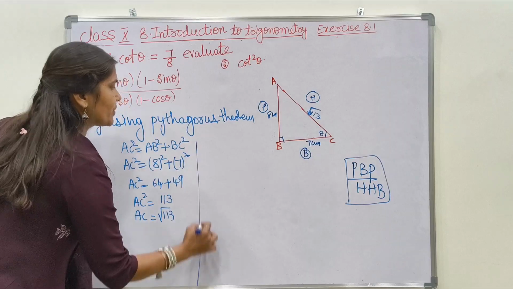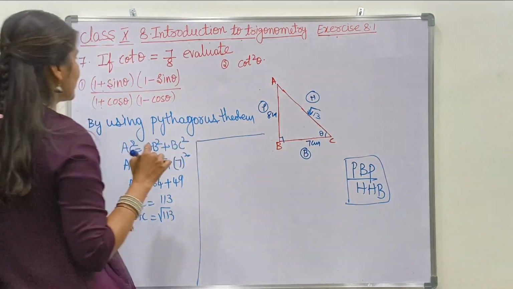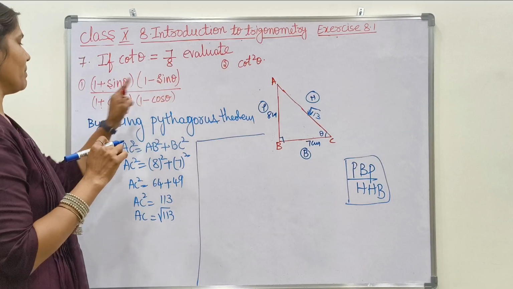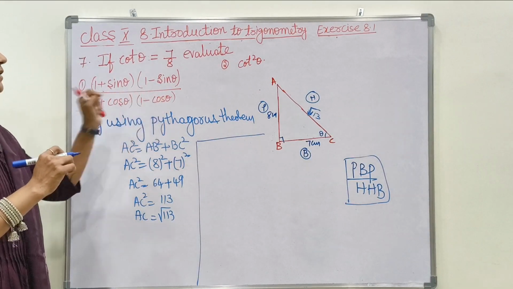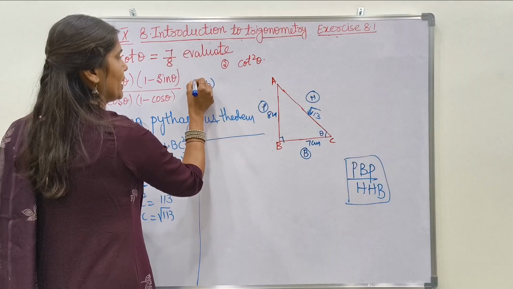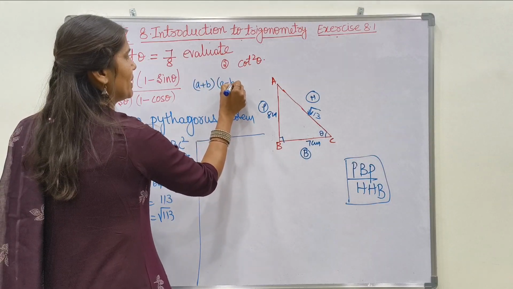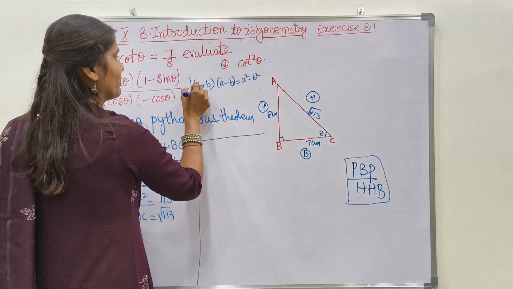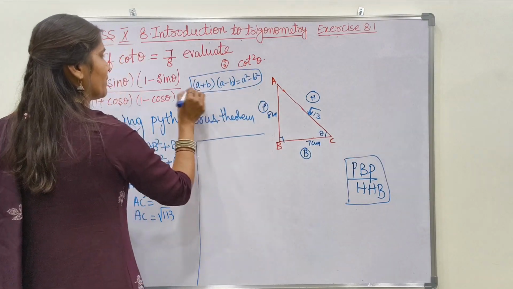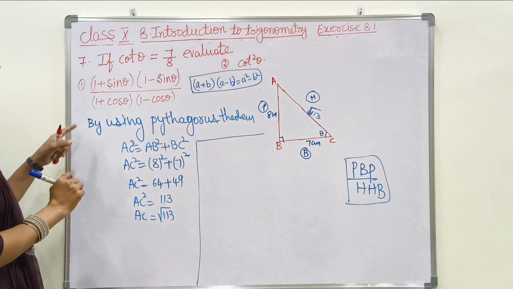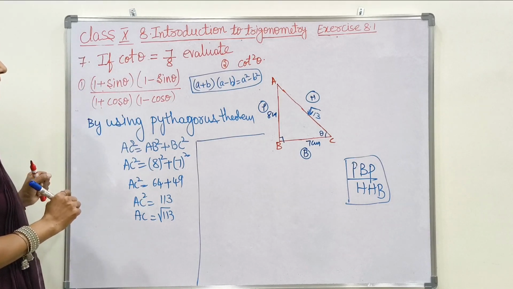So the first question, doing it, carefully listen here. What is the formula here? A plus B into A minus B. Here also A plus B into A minus B. Now you write the formula. A plus B into A minus B is equal to, what is the formula? A square minus B square. So now we will use this formula, A square minus B square. Here also we will use A square minus B square.